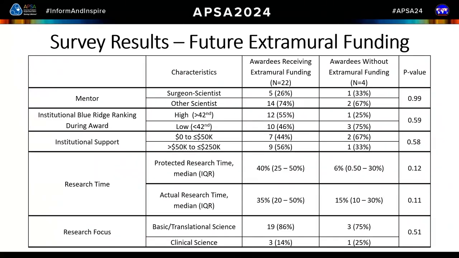We then compared the mentors, whether the mentor was a surgeon scientist or not, maybe a PhD, and Blue Ridge ranking of the institution during the award, monetary institutional support, their research time, what was on the contract versus their actual research time, and their research focus, whether it was basic translational research or clinical science. And we saw no significant difference in future extramural funding in all of these categories.